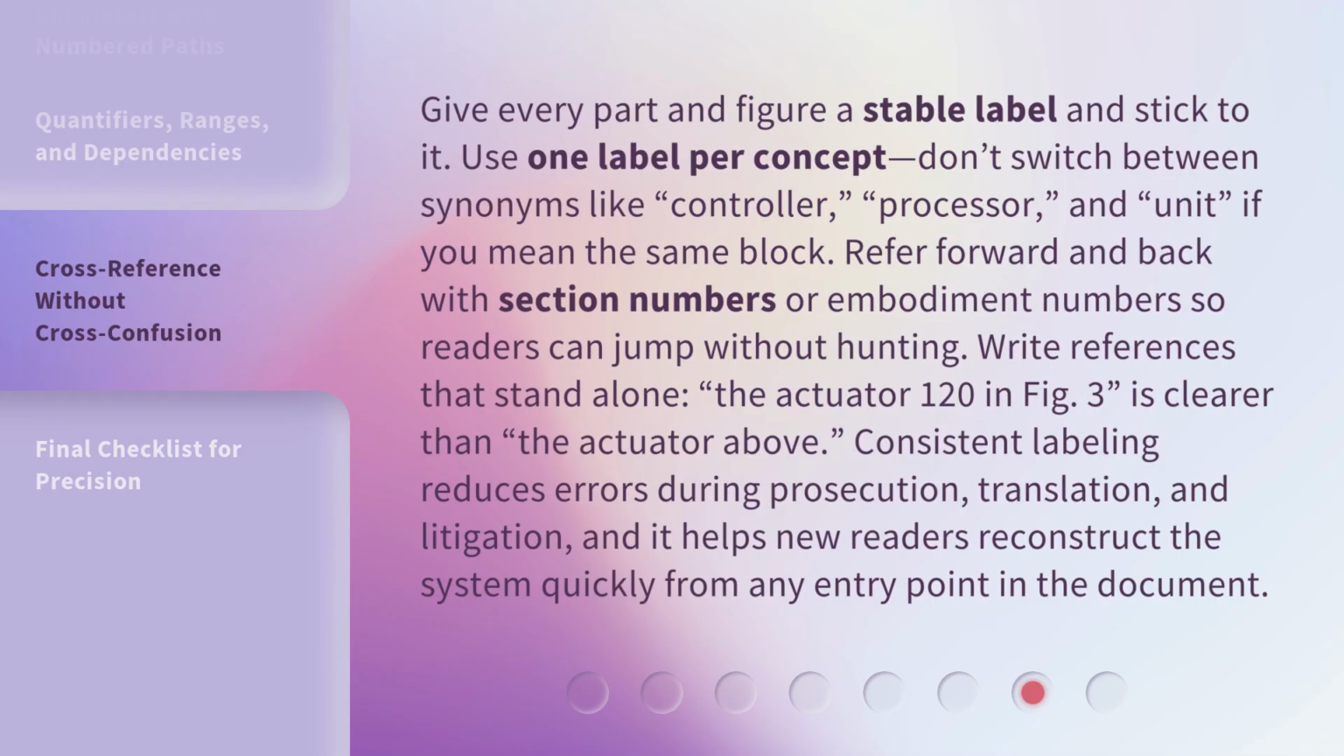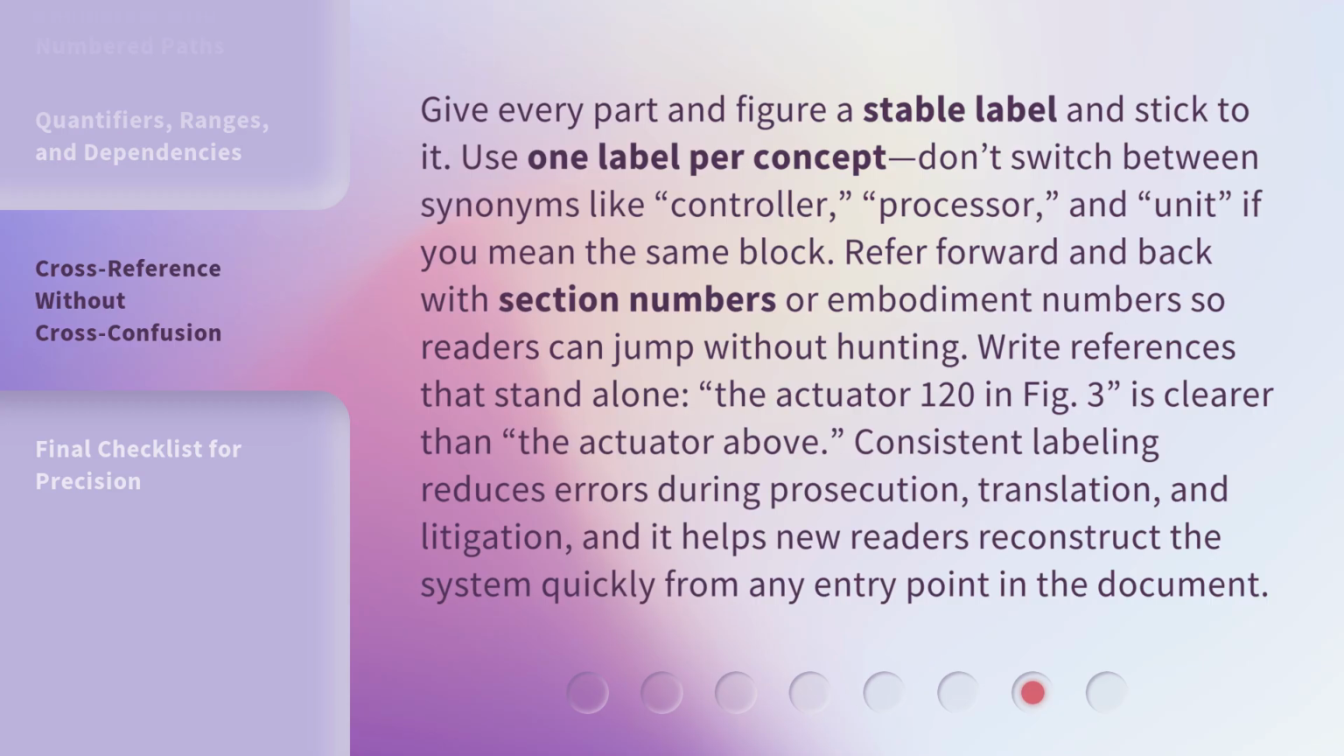Give every part and figure a stable label and stick to it. Use one label per concept. Don't switch between synonyms like controller, processor, and unit if you mean the same block. Refer forward and back with section numbers or embodiment numbers so readers can jump without hunting.